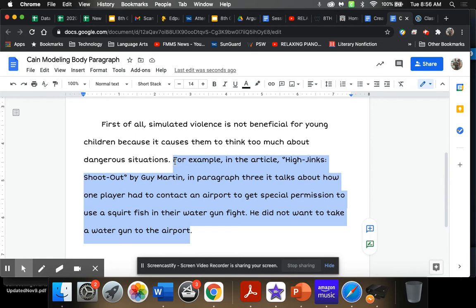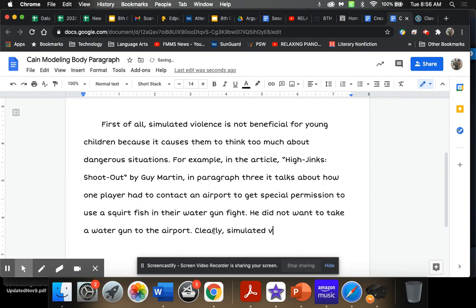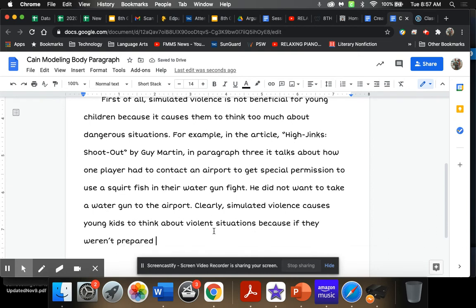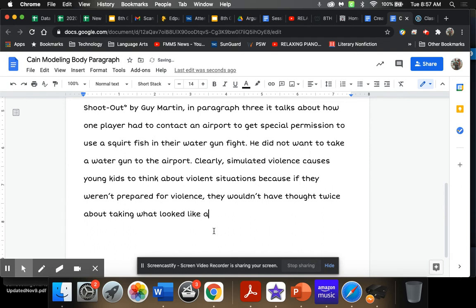Why does this prove that it causes them to think about dangerous situations? So clearly, simulated violence causes young kids to think about violent situations, because if they weren't prepared for violence, they wouldn't have thought twice about taking what looked like a gun to the airport. And I keep doing that. And then I'm going to add just a little bit more, maybe a little bit extra sass here.